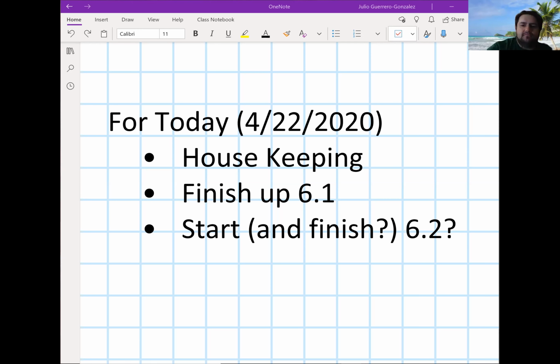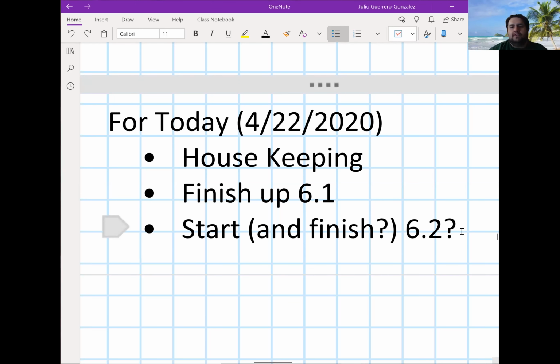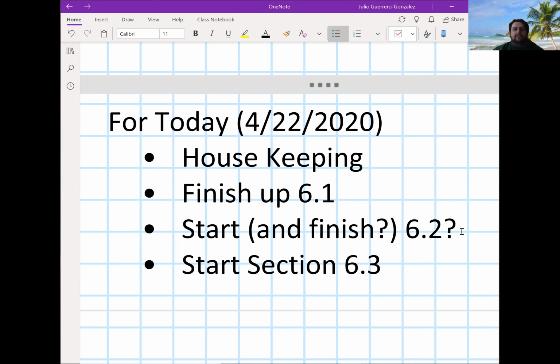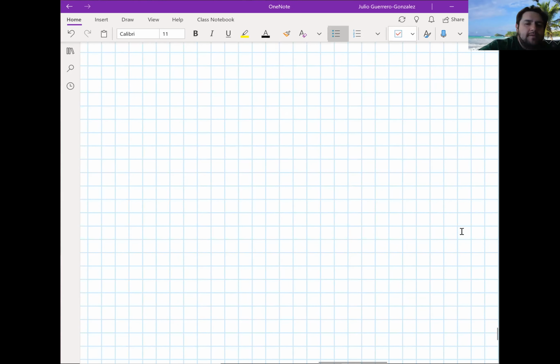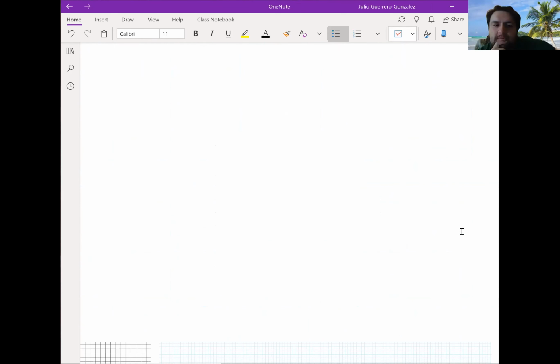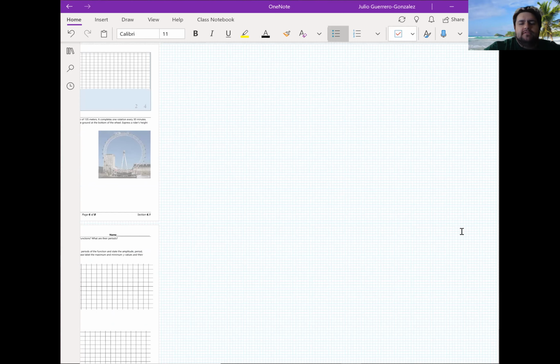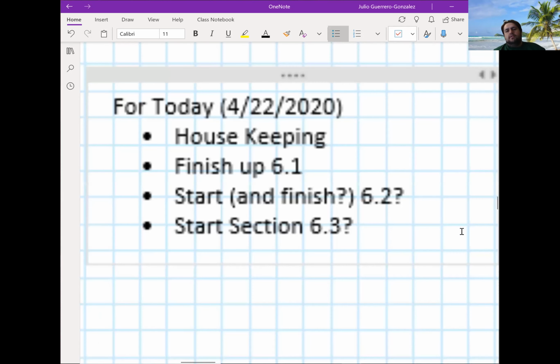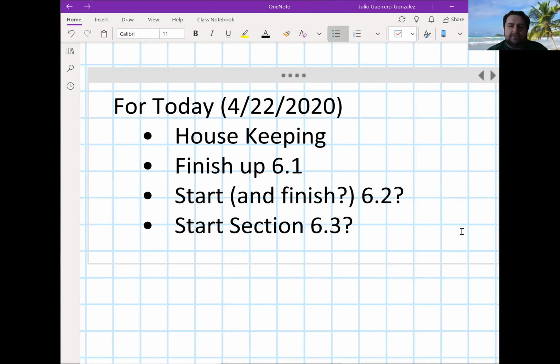Let's try it. I have a feeling we might be able to. Now this is ambitious. So the ambitious goal is to maybe hopefully start 6.3. And 6.3 has to do with inverse trigonometric functions and how they work out. Like I said, that's the ambitious part. Hopefully we get to it.